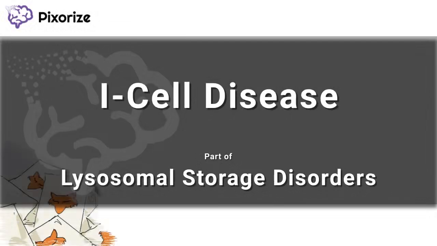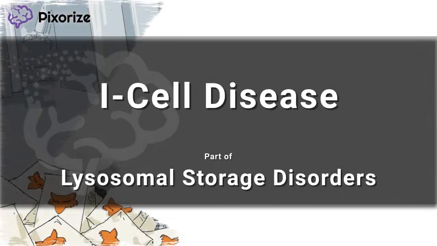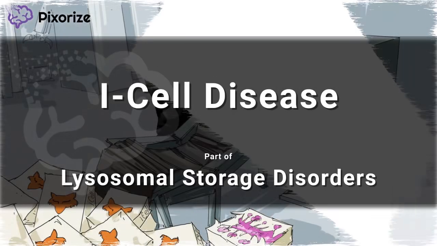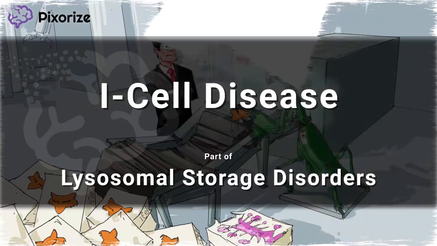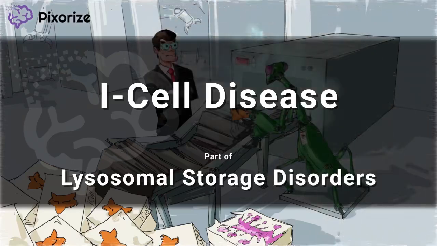I-cell disease, also known as inclusion cell disease or mucolipidosis type 2, is an inherited lysosomal storage disorder caused when lysosomal enzymes are secreted extracellularly instead of being delivered to lysosomes. In this video, I'll give you my visual mnemonic to remember the key features of this disease so that you can remember them on test day.